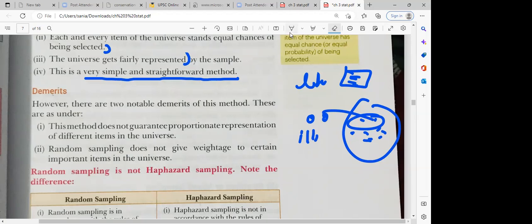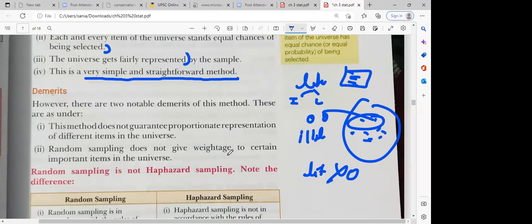Over here, I chose literacy rate. So literacy rate includes illiterate as well as literate, right? But over here, I chose two people, and these two people were only literate. So literate people are not getting any weightage, right? So because of this method, everyone does not get equal weightage. Clear?